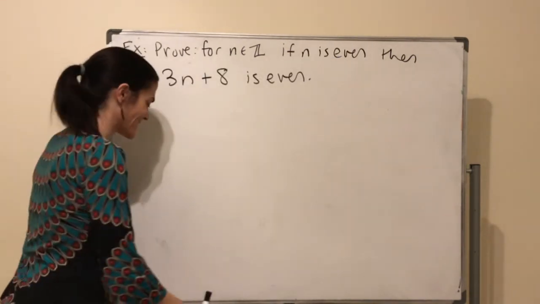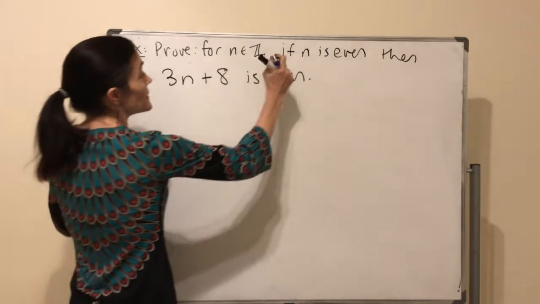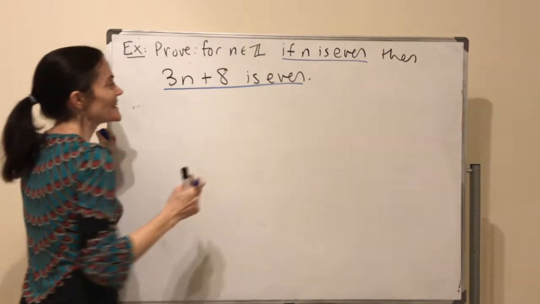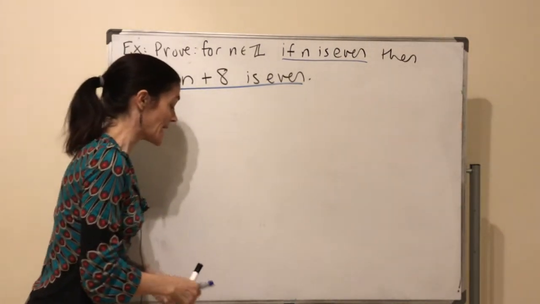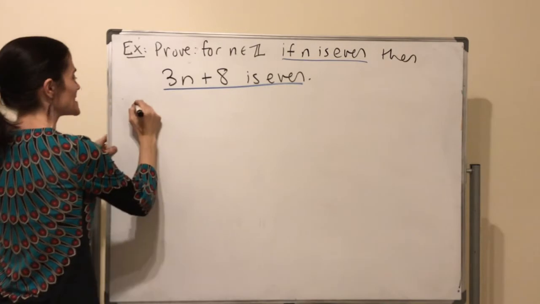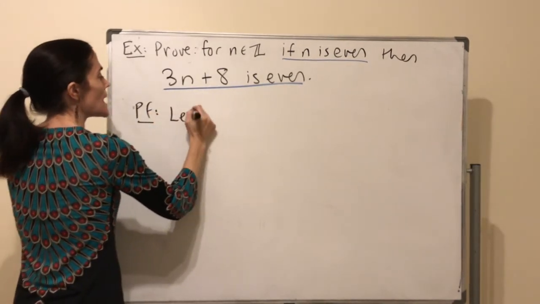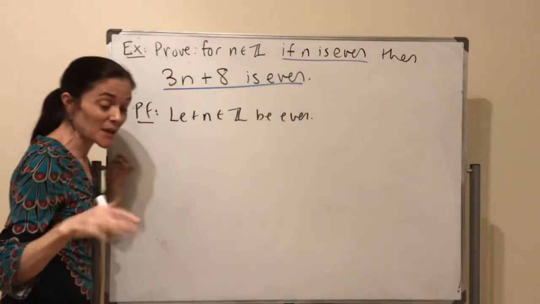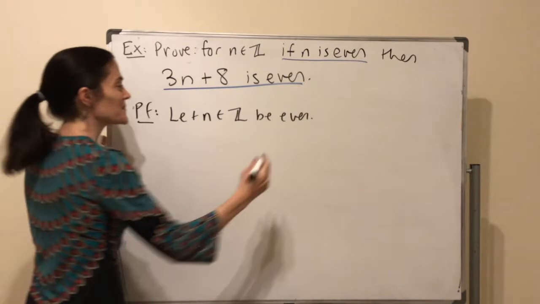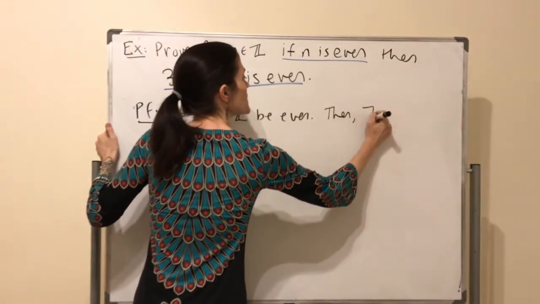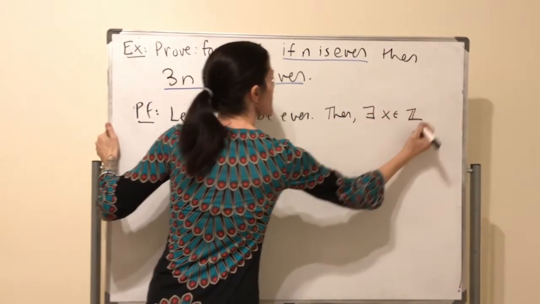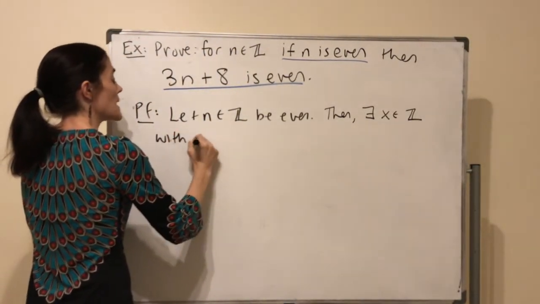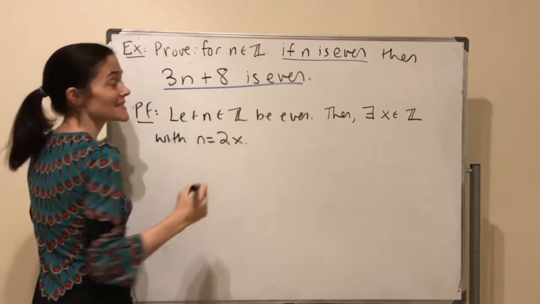Here's another. We want to prove for integers n, if n is even, then 3n plus 8 is even. And again, use definitions in this. Here we go. Proof. Let n in Z be even. I'm working with just one, but it's arbitrary. There exists an x in Z with n equals 2x. This is the definition of even.